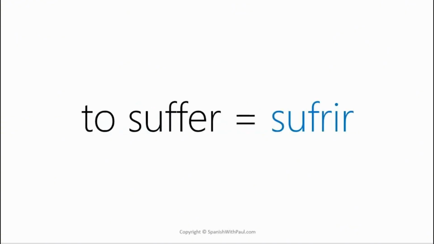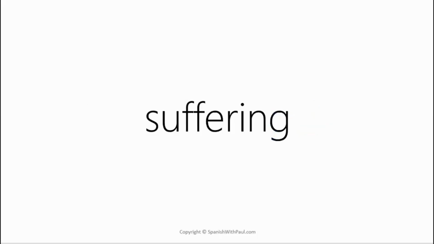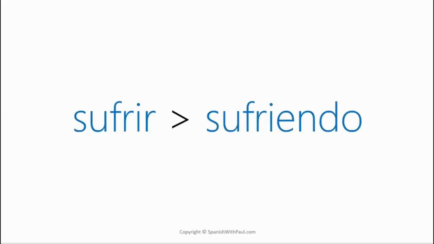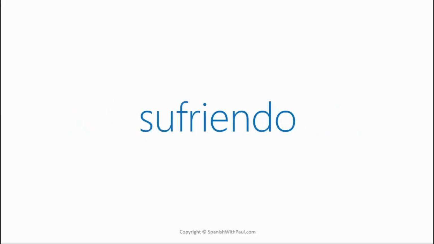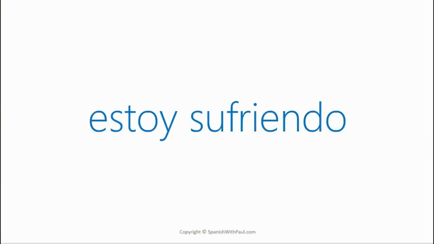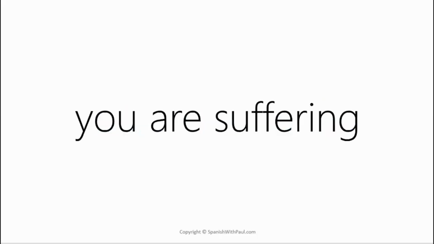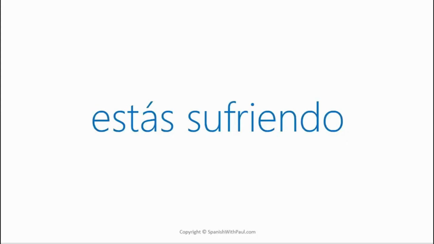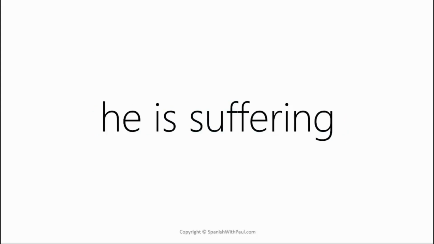Let's take a new verb to practice with. Here we have to suffer, which is sufrir. So in the present progressive, what we want to express is suffering. For this, the sound of sufrir would go to sufriendo. Sufriendo. How would you say I'm suffering? Estoy sufriendo. You are suffering. Estás sufriendo.